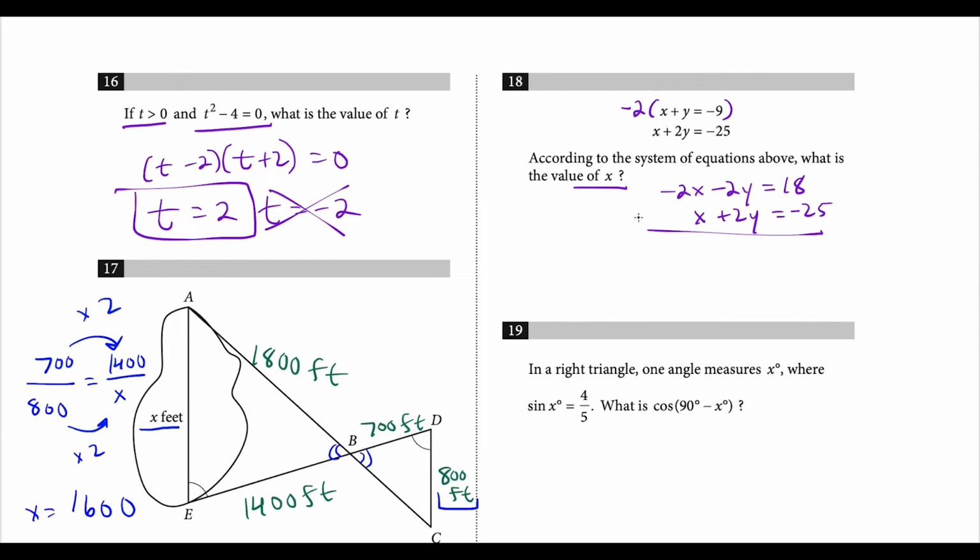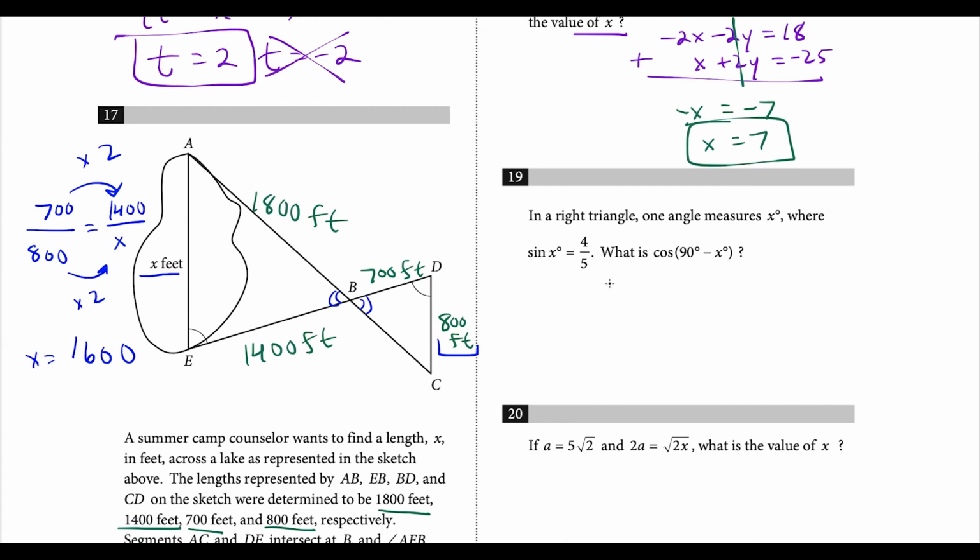And now if we add these equations together, notice these variables, the y variables, are going to cancel out. And -2x plus x is -x, and this is equal to 18 minus 25, which is -7. So if -x equals -7, then x, if we multiply both sides by -1, is equal to 7. So this is going to be our value of x.